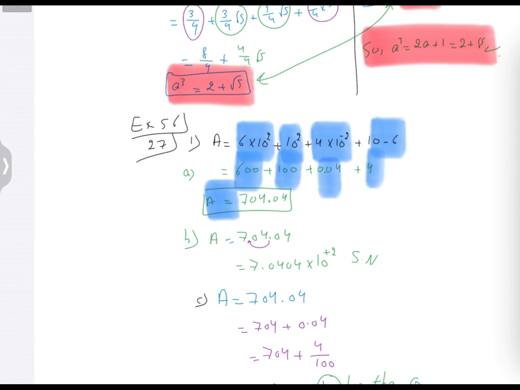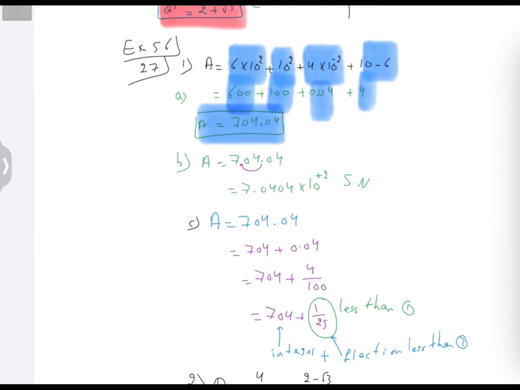Now add them, we'll get 704.04. The second part, write A in scientific notation. We have 704.04. For scientific notation, we must move the decimal point next to 7. Then we'll get 7.0404 times 10 power plus 2. This is the scientific notation.